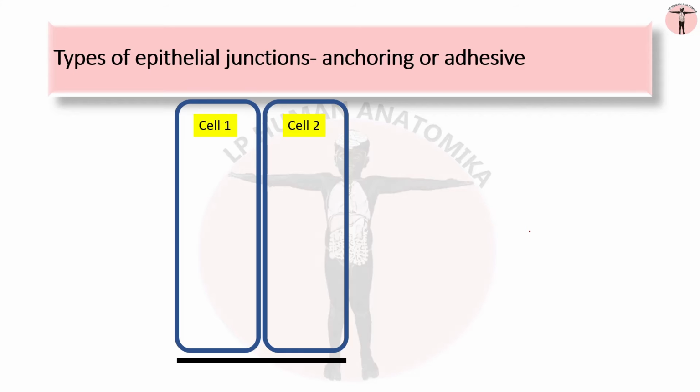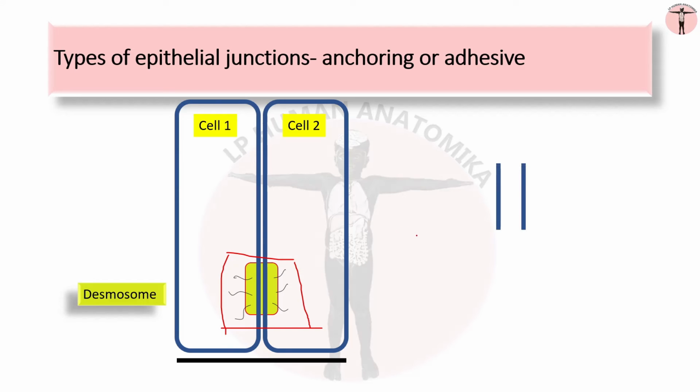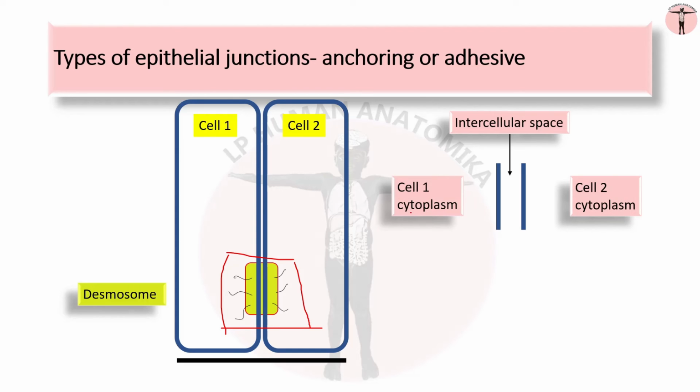The second type of anchoring junction, the desmosome or macula adherens, is the most common type. These are present where strong anchorage is needed. It is a small circumscribed area of attachment. To look at the structure, if we take this part, we will see the two cell membranes, the intercellular space between the two membranes, and on either side the cytoplasm inside cell 1 and cell 2.